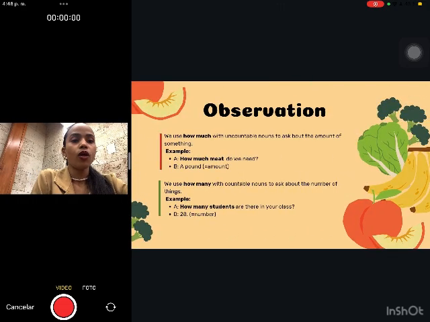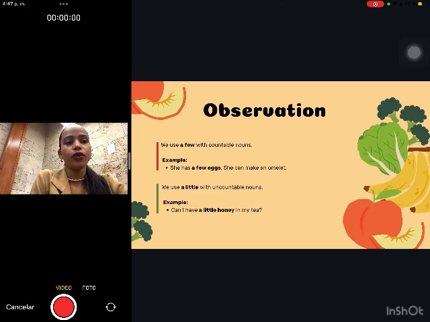We use how much with uncountable nouns to ask about the amount of something. Example: How much meat do we need? A pound. A pound is an amount. We use how many with countable nouns to ask about the number of things. Example: How many students are there in the class? 28. 28 equals a number.